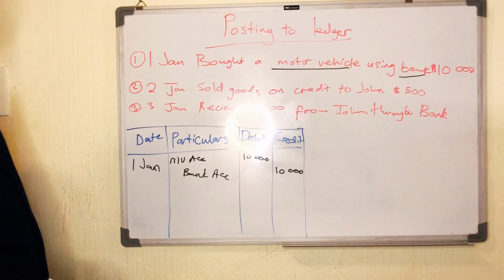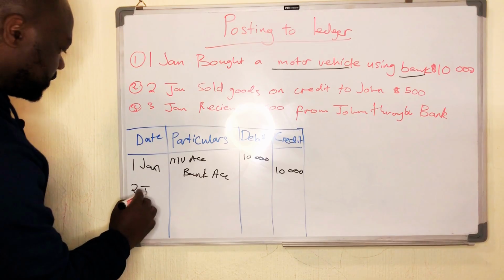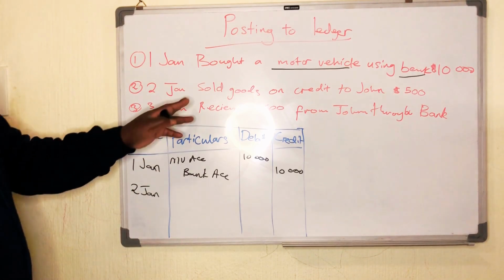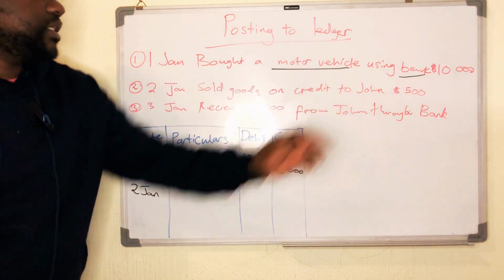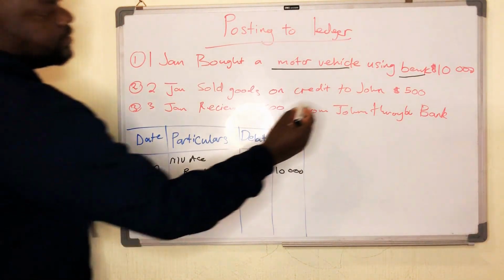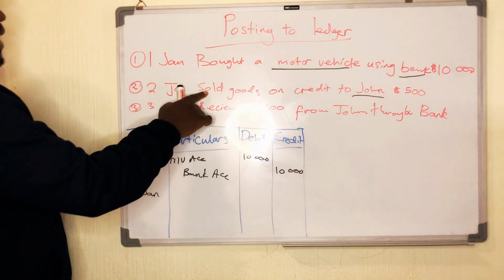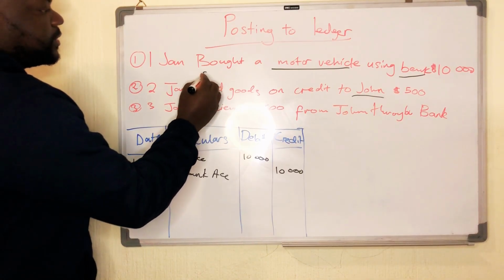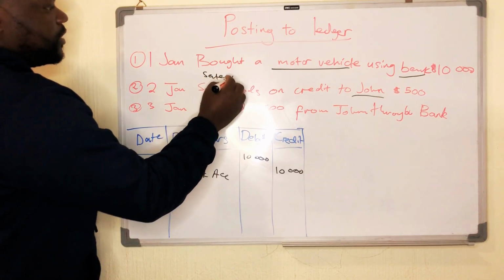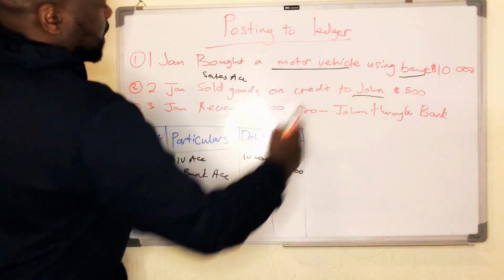Let's go to the second transaction. The date is 2 January. So we write our date here. The transaction is that we sold goods on credit to John. So the first account that we have is John account. And the second account: we said when we are selling goods, the affected account will be what? Sales account. So these are the two accounts affected, sales account and John account.